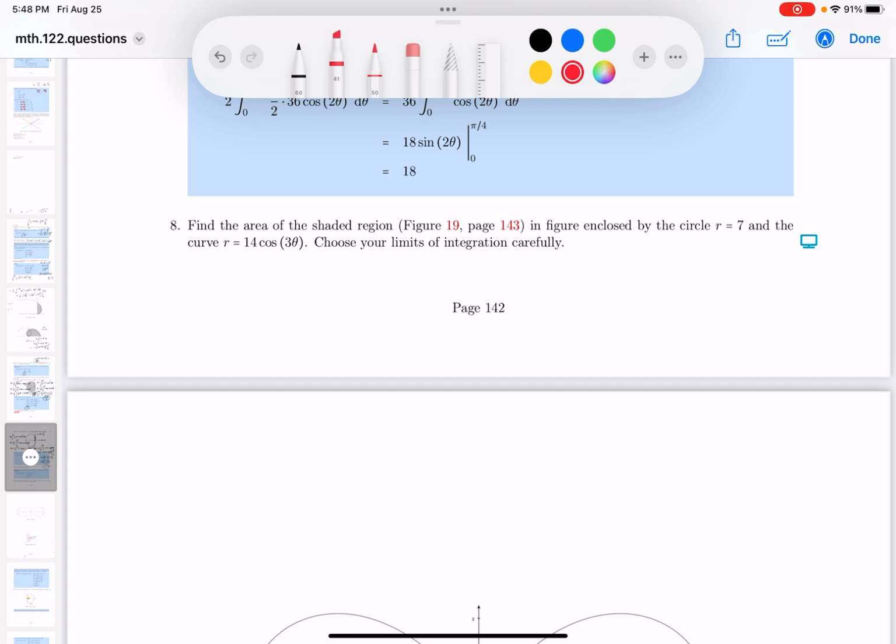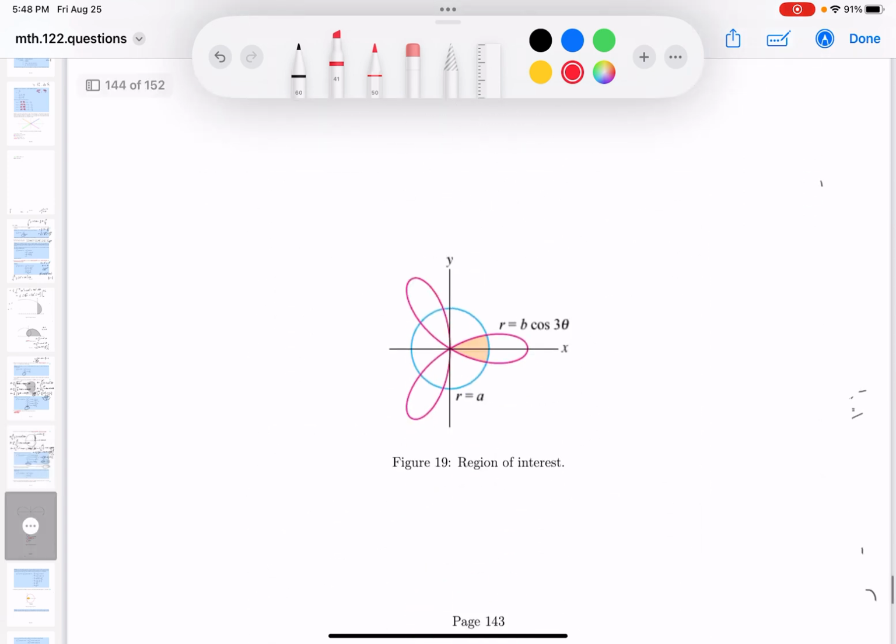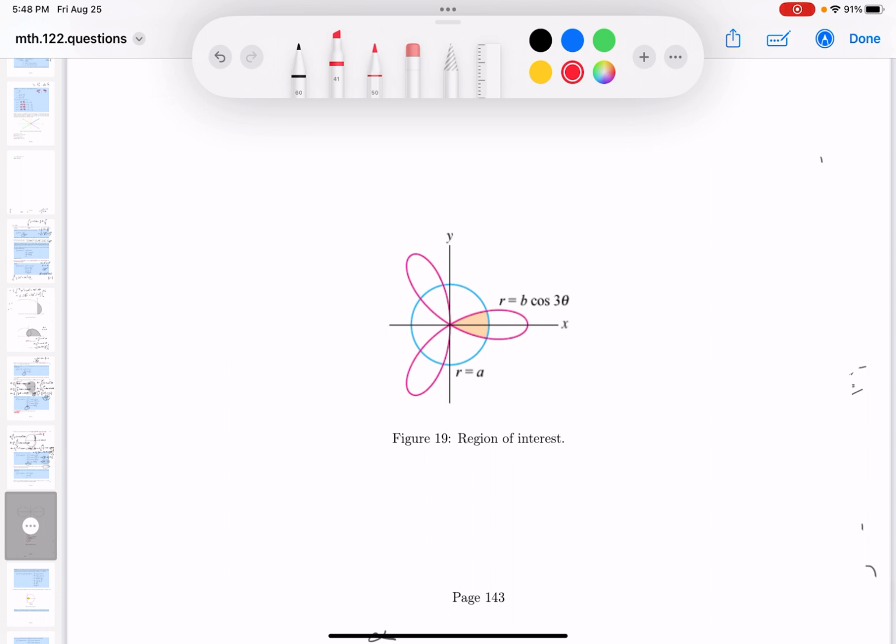So it says find the area of the shaded region. It says figure 19, page 143. Let's look at it, right over here. Now someone says, where'd that picture come from? I can't remember. It's either from Stewart's Calculus or maybe from Rogawski's. Now, someone says, is it really unique to any one textbook? Not really, but it was a question I saw in some textbook, whether it was Stewart or Rogawski, because those are the two books that we've been using at Essex for some time now.